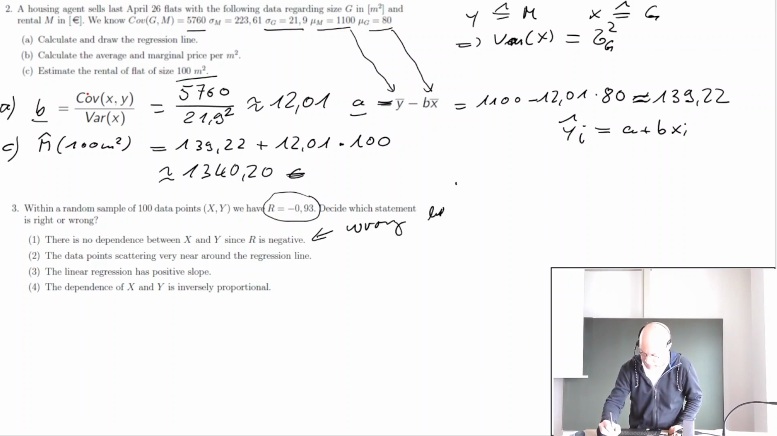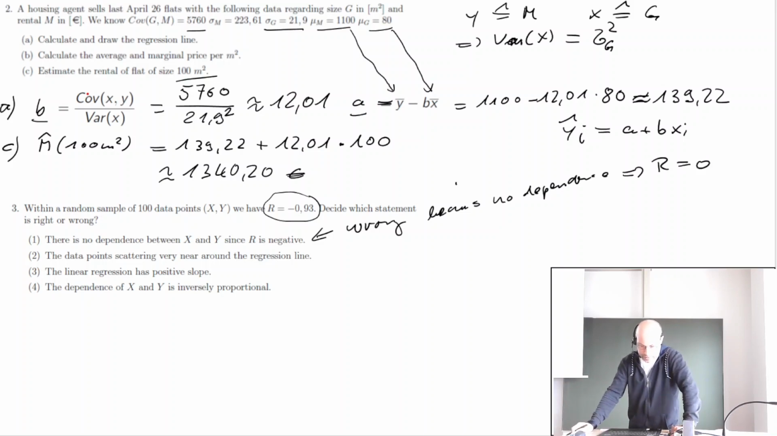Because if there were no dependence, then of course R would be 0. The data points are scattering very near around the regression line. Of course, this is a qualitative statement, what means near, but I think you know what I mean by this.